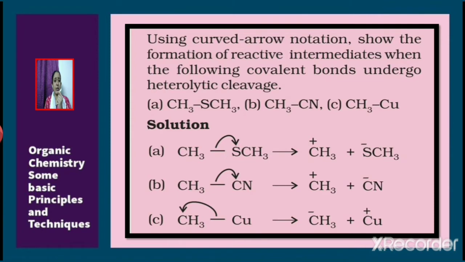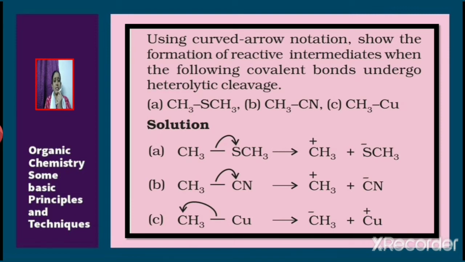Using curved arrow notation, show the formation of reactive intermediates when the following covalent bonds undergo heterolytic cleavage. Consider the first one, CH3SCH3. Here the carbon-sulfur bond breaks. Since sulfur is more electronegative than carbon, the shared pairs of electrons will be with sulfur. The bond breaks and it leads to the formation of methyl carbocation CH3+ and SCH3-.